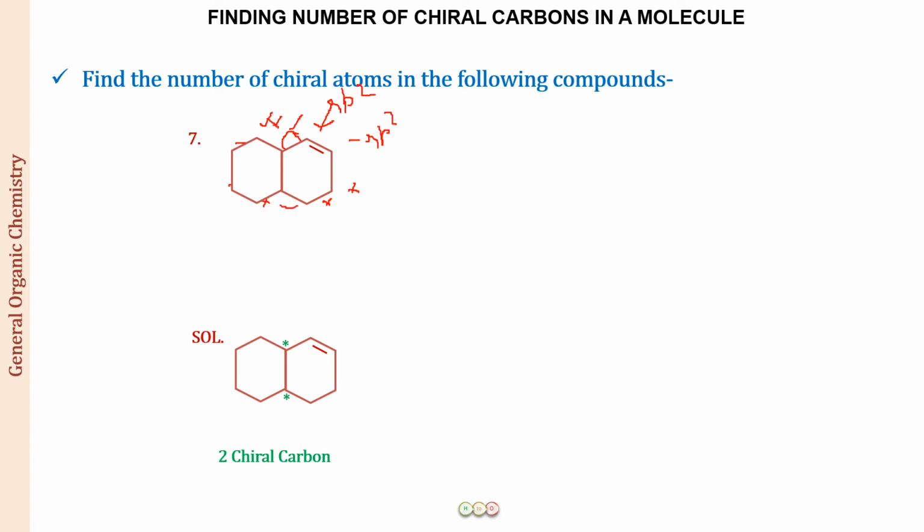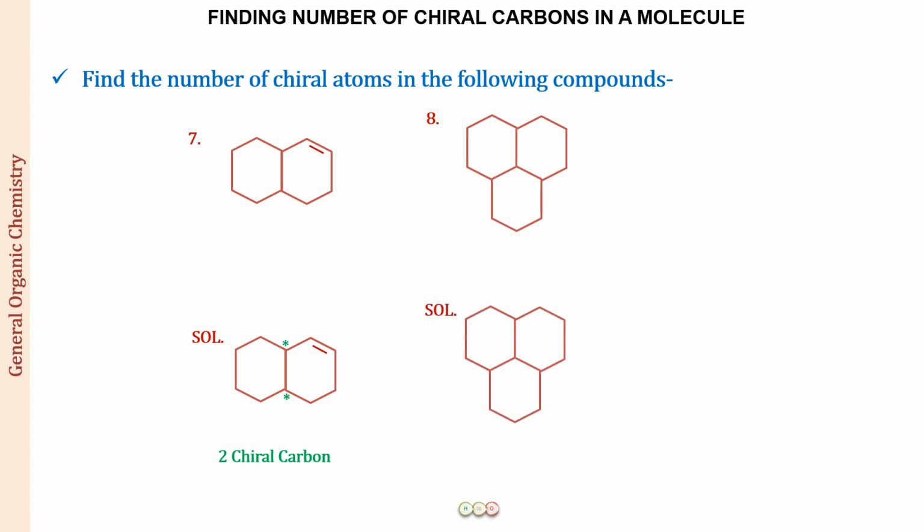Similarly, this one is also going to have 4 different groups. So what do we get? Well, for this structure, what we will be having is 2 chiral carbons. Let me just show you with the asterisks also the carbons. So these are the 2 carbons which are chiral. Alright, I hope this is clear. Let us look at the next one.